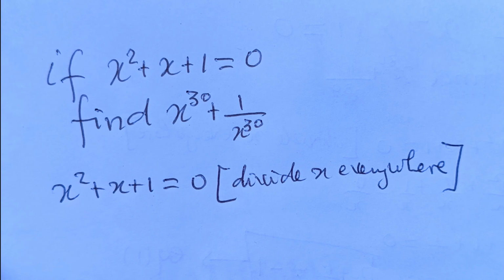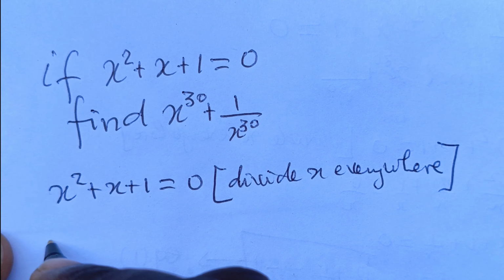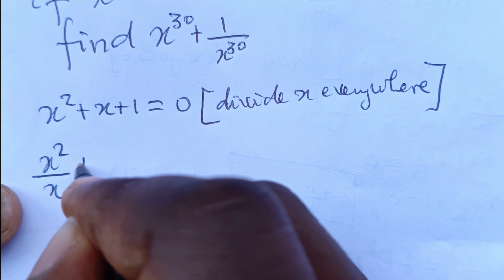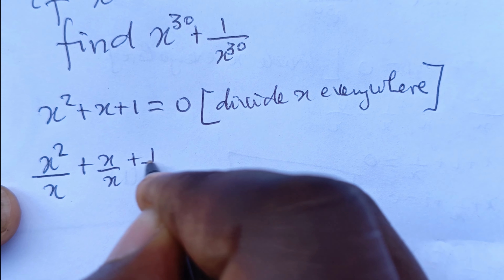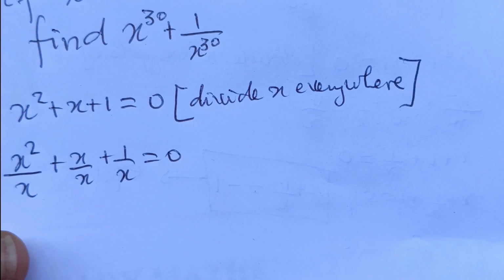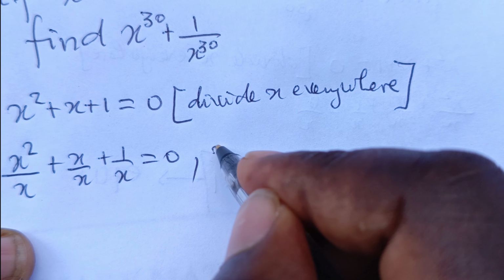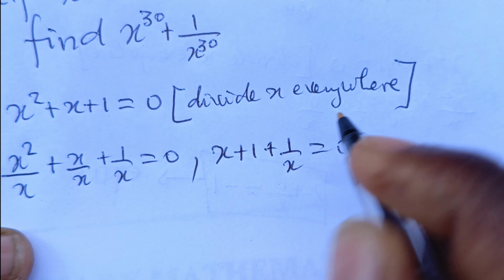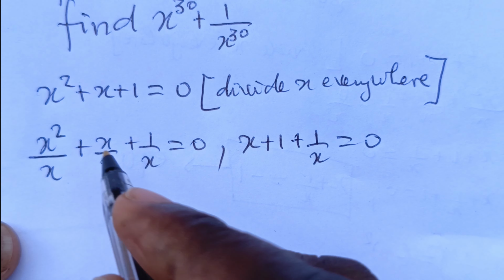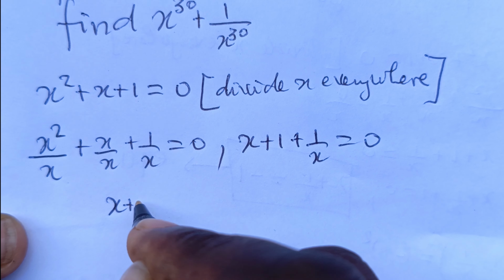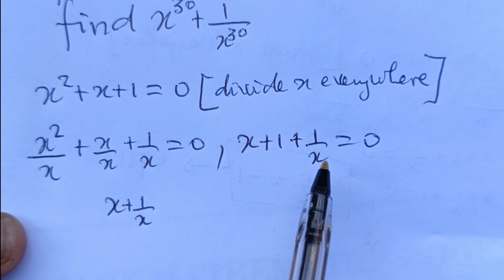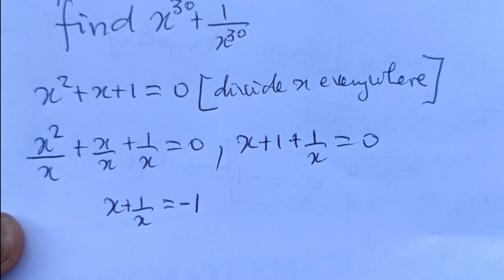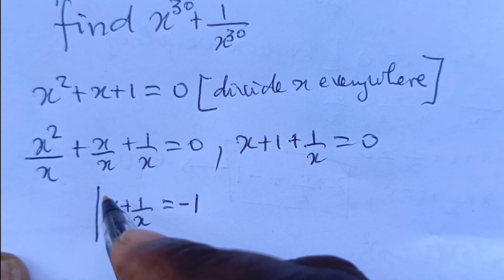Now, what do I have? I have x squared by x plus x over x plus 1 over x, which is 0. And here is x plus 1 plus 1 over x, which is 0. Now, what I need is x plus 1 over x. As you see here, it will be equal to minus 1. Let's keep this.